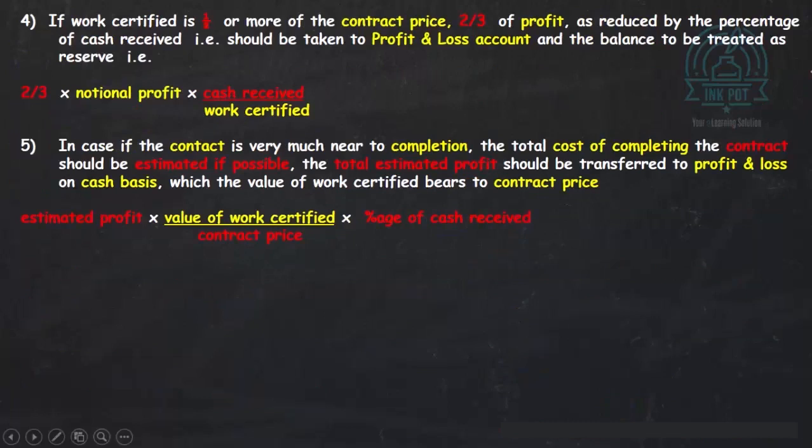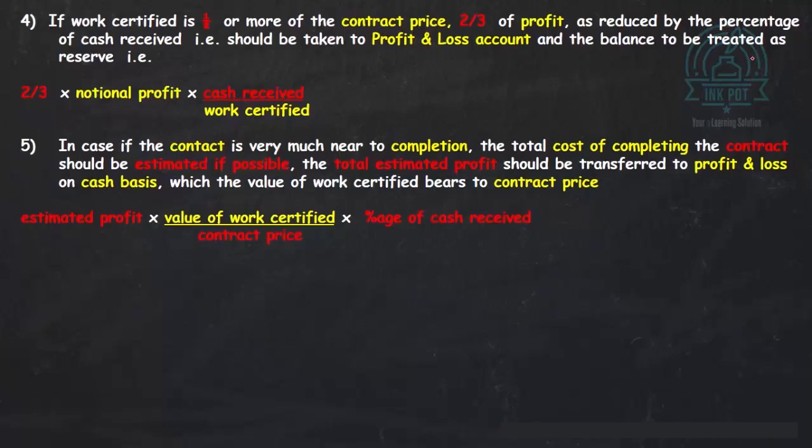Now the next rule: if work certified is more than half, that means as per our example more than 5 lakh, then 2/3 of the profits will be transferred to P&L account and the balance will be treated as reserve. So 2/3 into notional profit into percentage of cash received will be transferred to P&L account, and the rest will be transferred to reserves. You'll get a better understanding when we do numericals of this.